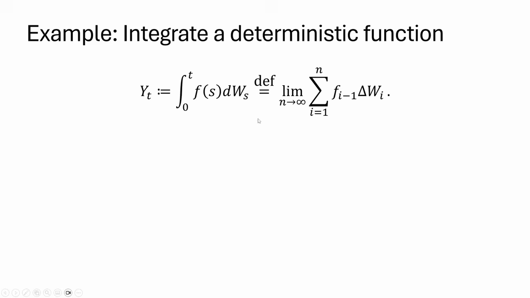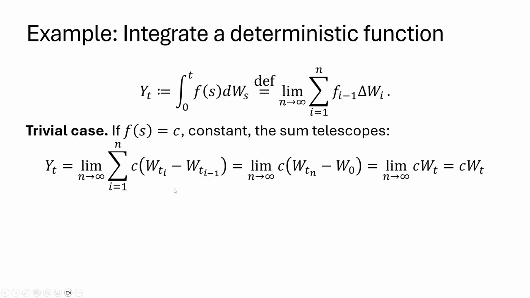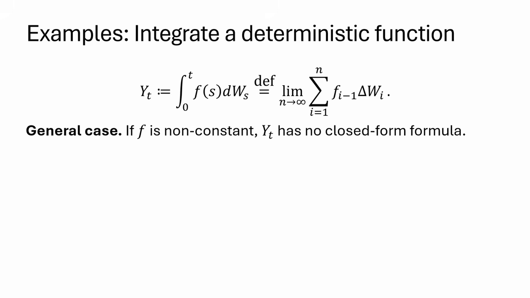And of course, by definition, this is the limit in the mean square sense of the sum, i ranges from 1 to n, f_{i-1} delta w_i. First, let's look at a trivial case where f is a constant. In that case, the sum simply telescopes. Namely, the sum simply collapses to w_{t_n} minus w_0. And of course, w_{t_n} is the final endpoint, and w_0 is 0. So we just get the limit of c w_t. And this is independent of n, so it's equal to c w_t. This is completely trivial.